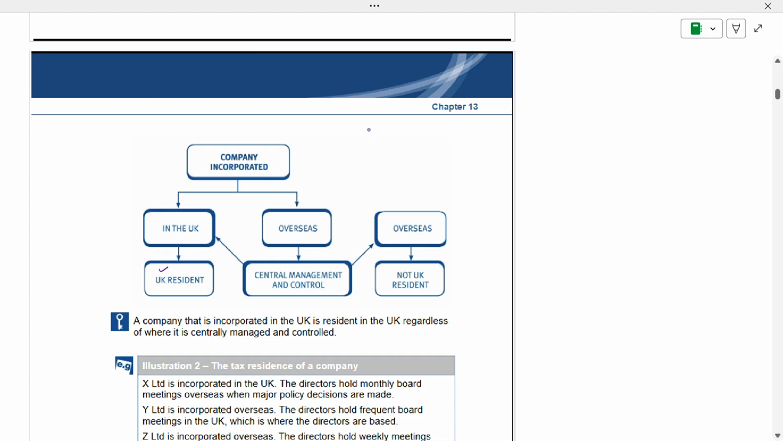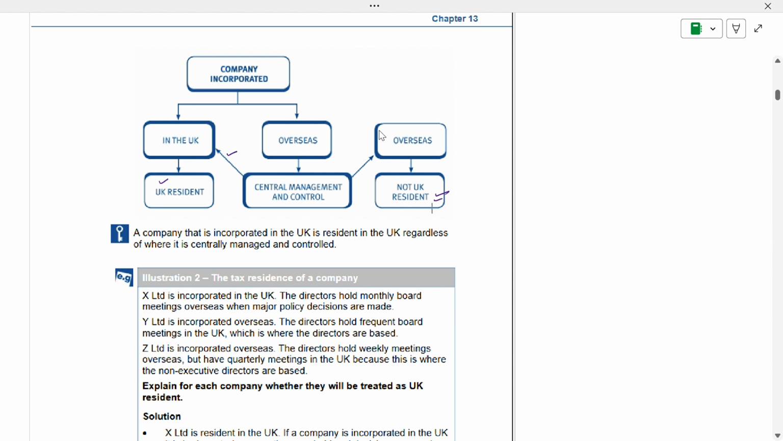Next. Companies incorporated in the UK are automatically UK resident. If it is overseas but centrally managed and controlled in the UK, it is UK resident. If it is managed in another country, it is not a UK resident. Only very specific points.